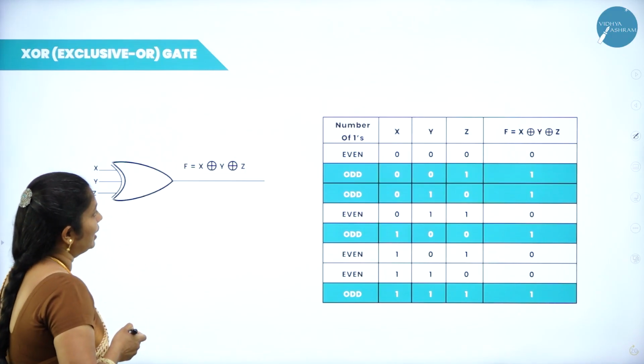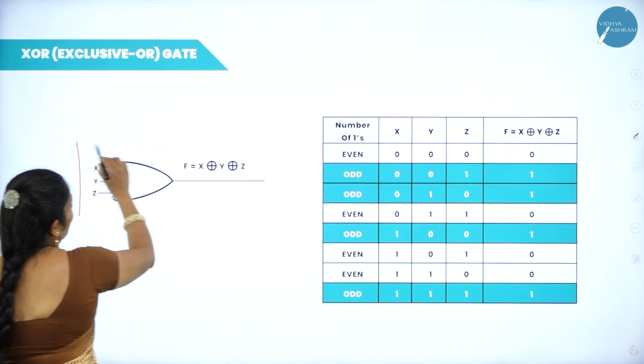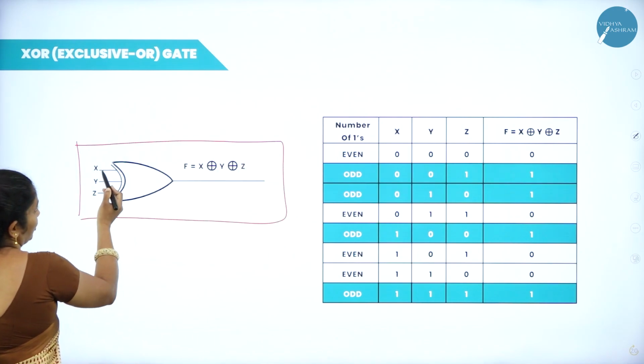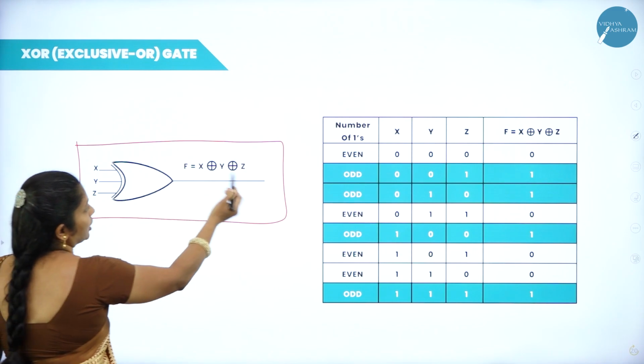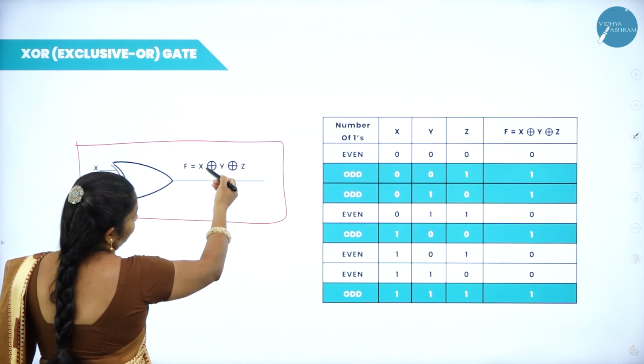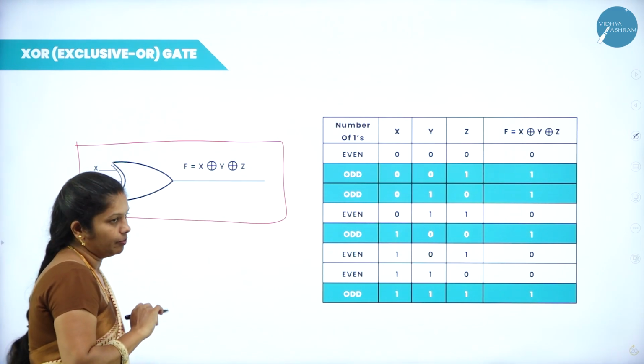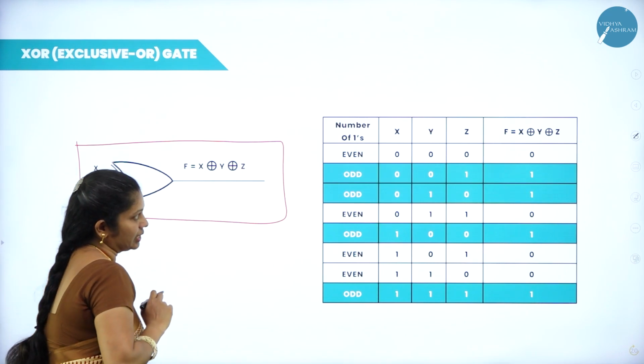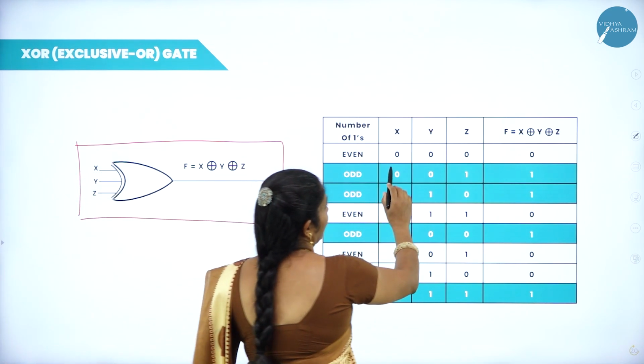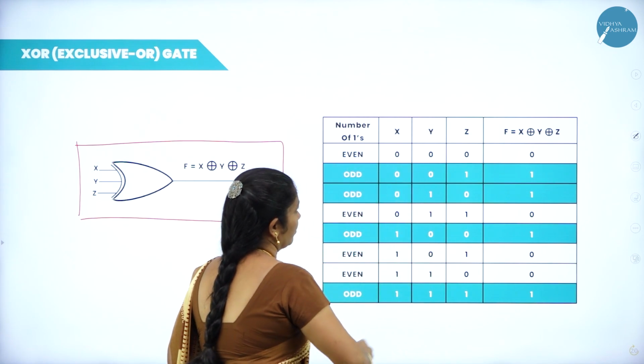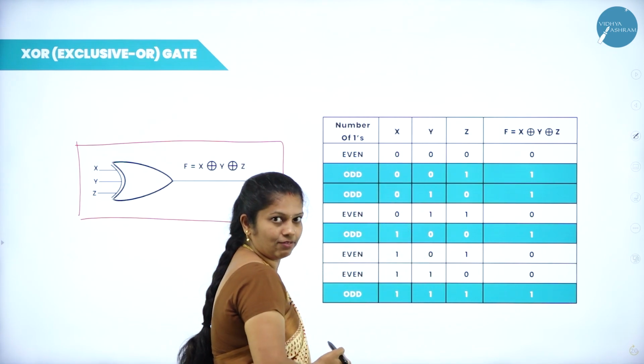Whereas this is the symbol as well as truth table for 3 variables. See, minimum 2 inputs; here X, Y, Z. Then the output becomes X plus Y plus Z. For plus, you write a circle. That is the operator you are using. In the same way, for 3 variables, see X and then Y. Here 4 times 0, 4 times 1 we will write.